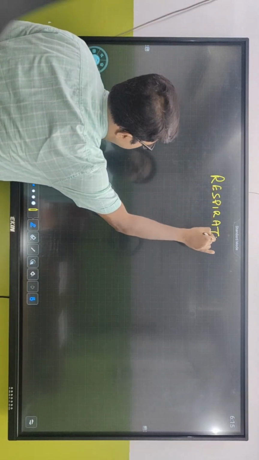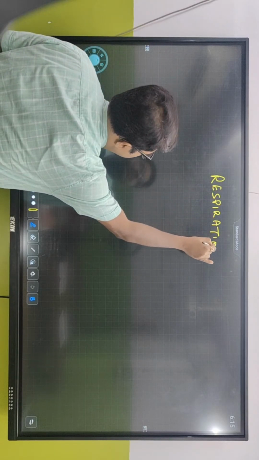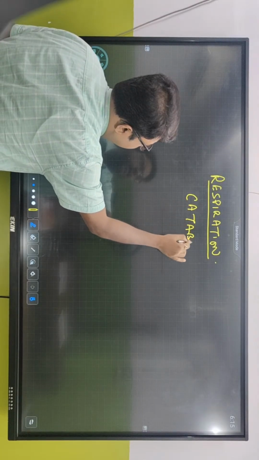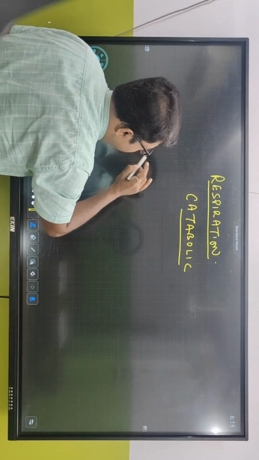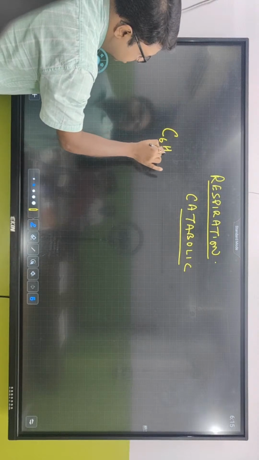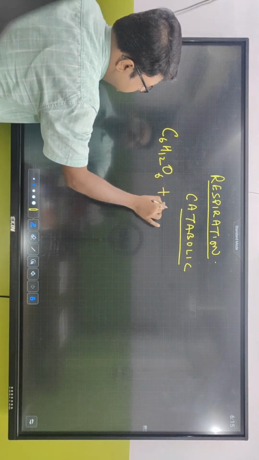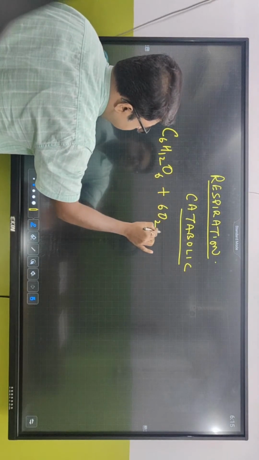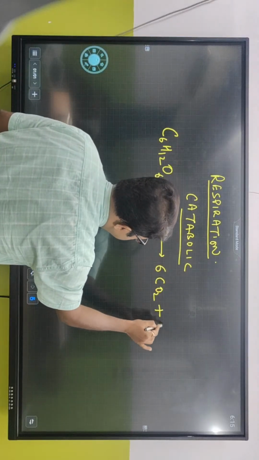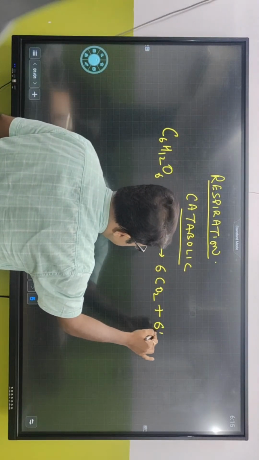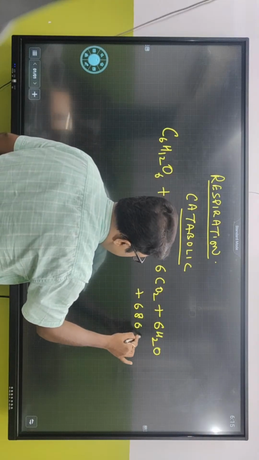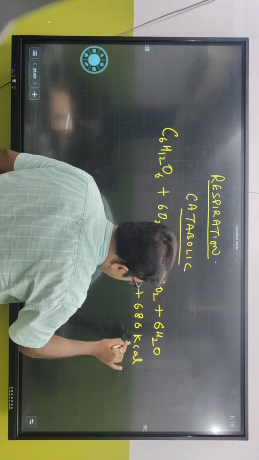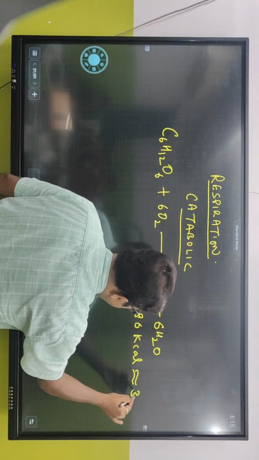When we talk about respiration, we are talking about what? It's a catabolic process. Why a catabolic process? Because in this reaction, the glucose is being broken down in presence of oxygen into 6 molecules of carbon dioxide plus 6 molecules of water. Along with that, 686 kilocalorie of energy is released, which corresponds to 38 ATP.